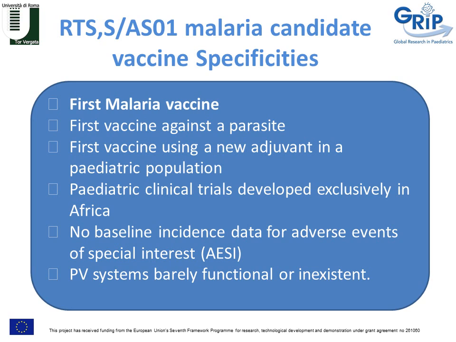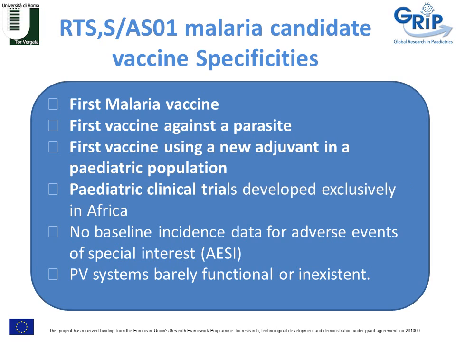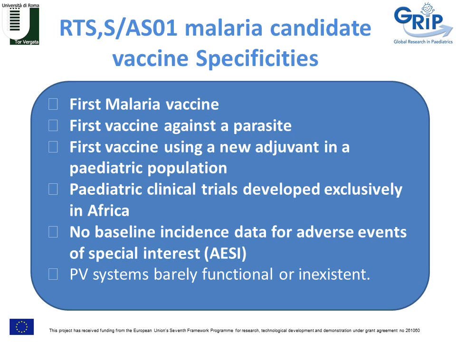It is the first malaria vaccine. It is the first vaccine against a parasite. It's the first vaccine using a new adjuvant in a pediatric population. Pediatric clinical trials have been developed exclusively in Africa, where the burden of disease exists. There is no baseline incidence data for adverse events of special interest, and PV systems are barely functional or inexistent.